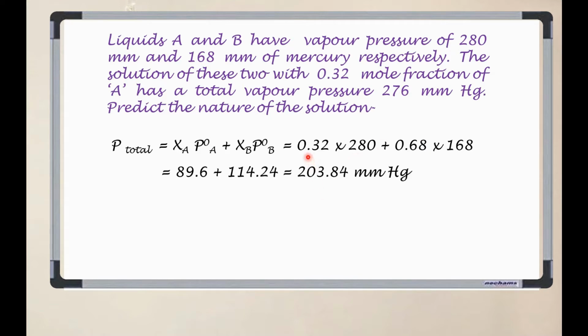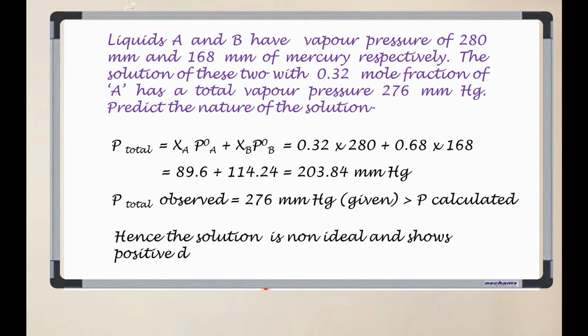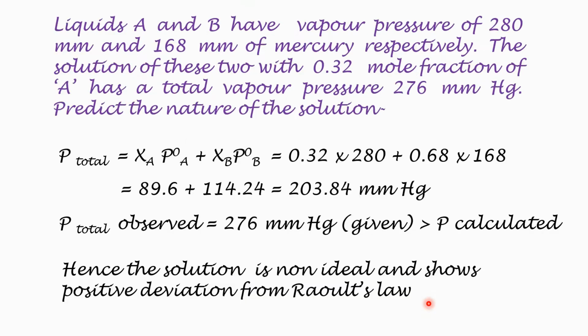Substituting, we will be getting 0.32 into 280 plus 0.68 into 168 equal to 89.6 plus 114.24 equal to 203.84 millimeters of mercury. Now this is the vapor pressure of the solution calculated using Raoult's law. Now the total observed vapor pressure is equal to 276 millimeters of mercury. It is the value given in the problem. So what we can observe now is the observed pressure is greater than the pressure calculated, and therefore the solution shows positive deviation from Raoult's law. It is a non-ideal solution and it shows positive deviation from Raoult's law.